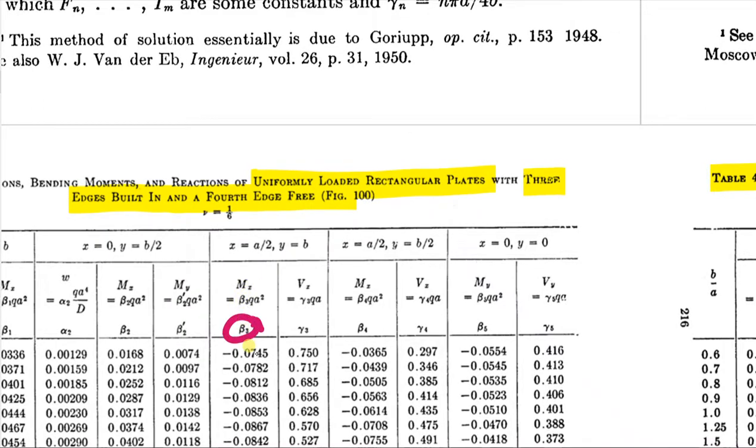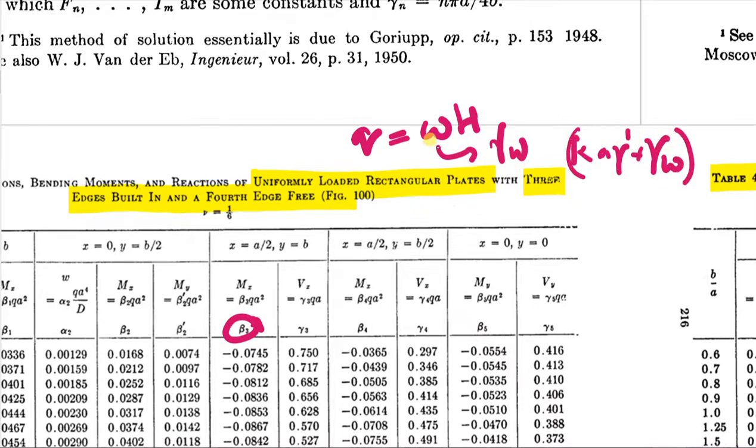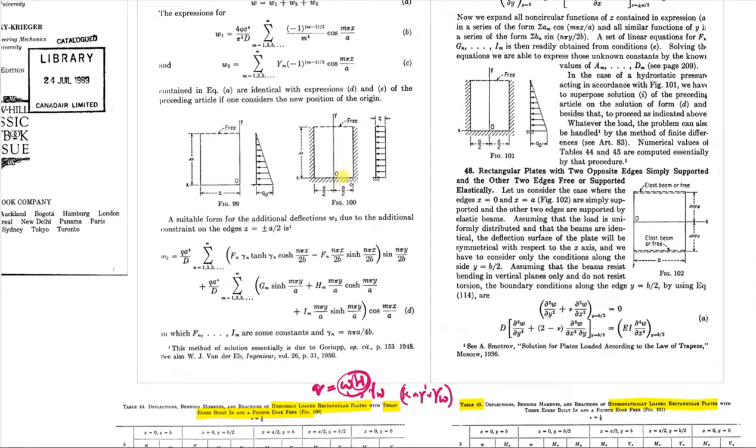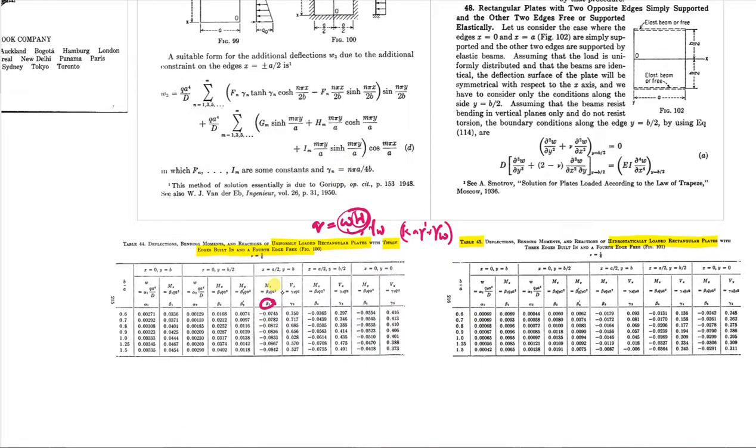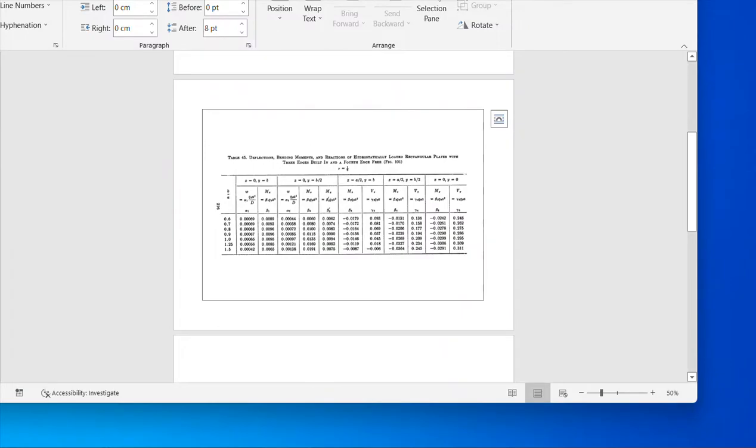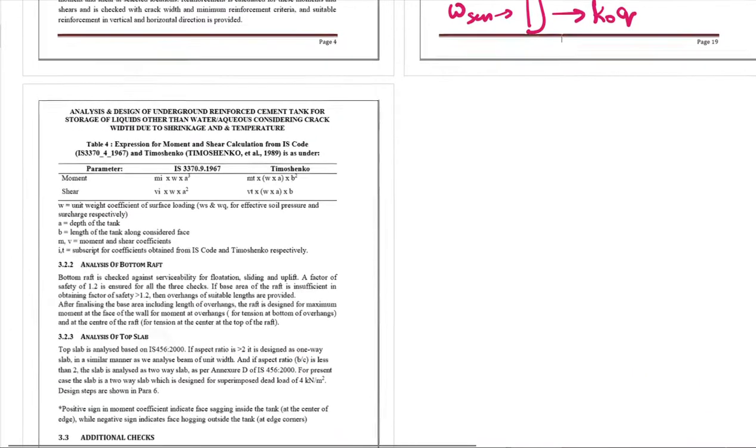You see this little bit here, beta 3 is this value. Now beta 3 is multiplied with Q and A square. What is Q? Q is the pressure. Pressure is density into H, right? Q is W into H. W is actually the density coefficient, which is gamma W for water, and Ka gamma dash plus gamma W for saturated soil. So this is W into H. We have one power of H already existing in Q, and A is the width of the face. See here, A is the width of the face. So in Timoshenko we multiply the coefficients by Q into A square, that is density into height into A square, width of the face. So we need to be very careful about this, right?